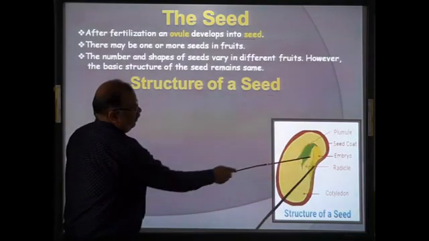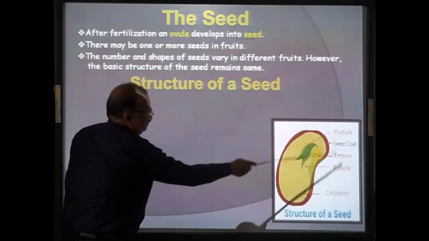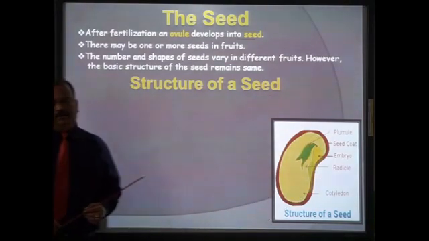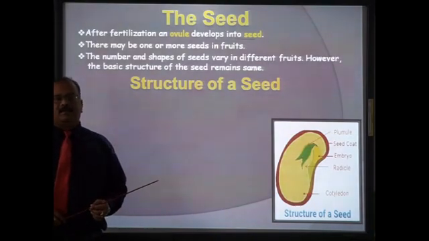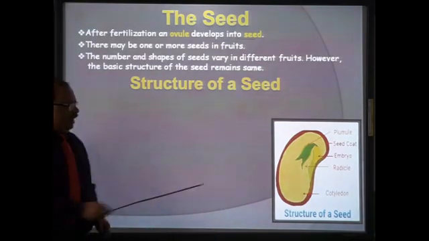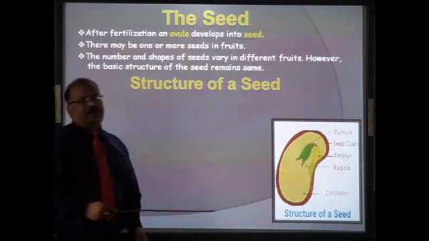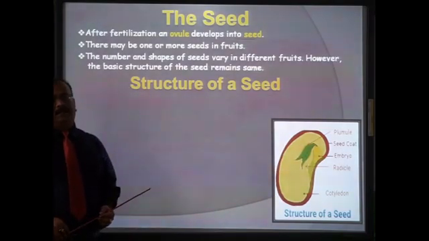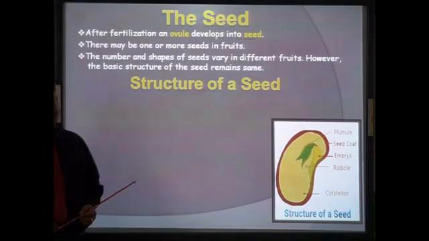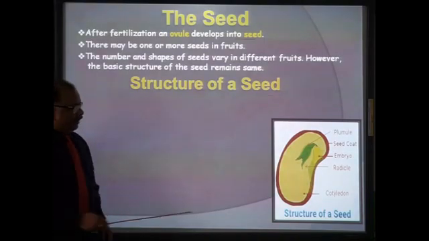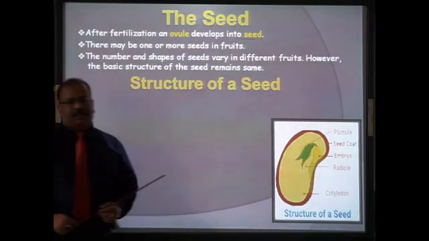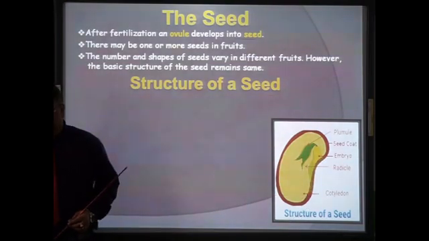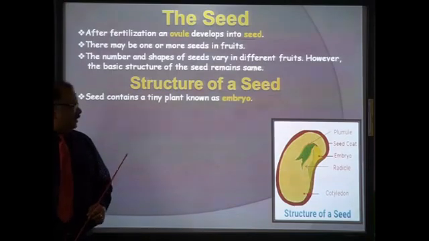Okay? The embryo has got two parts, plumule and radicle. Plumule is the one which later on develops into the shoot system, and the radicle is the one which after germination becomes the root and later on develops into the root system. And this fleshy portion is called cotyledon. Okay? Now let us see this.